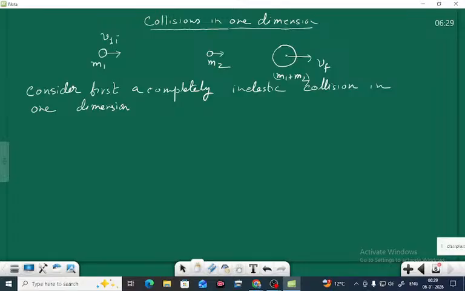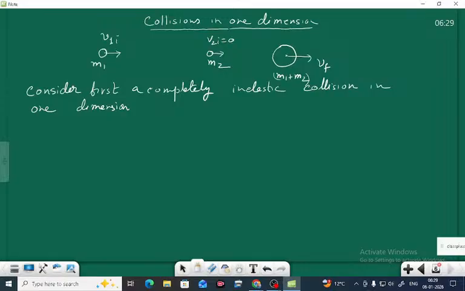If it is one dimension, suppose this one is m1, and after colliding it is m1 plus m2. So after colliding they are mixing, with m1 plus m2. This is the final velocity, right? And the velocity of m2, let us find the velocity of m2 to be 0. This velocity v2 initial is 0.